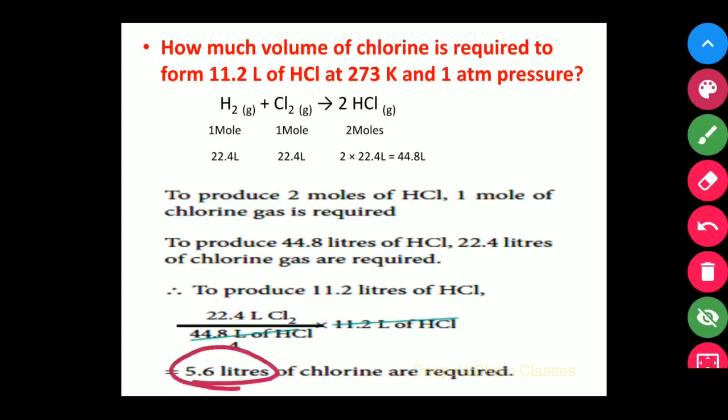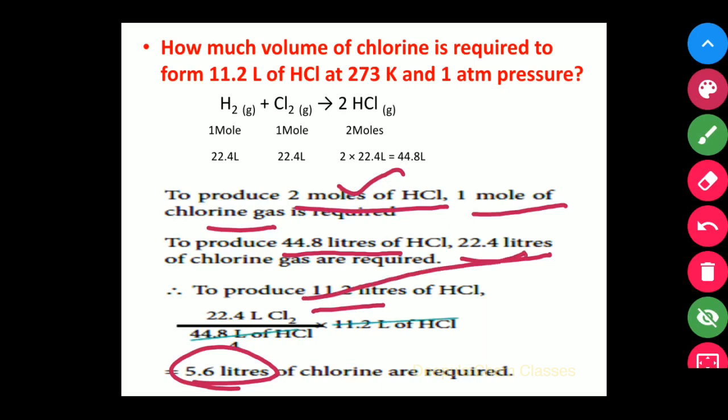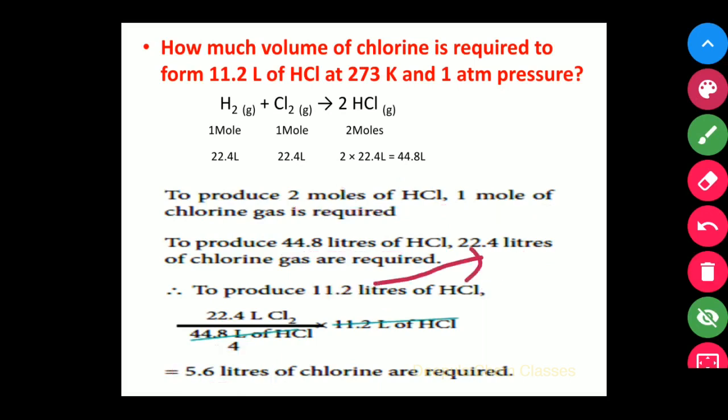Once again, to produce 2 moles of HCl, we need 1 mole of chlorine. Write this in terms of volume. 2 moles is 44.8 liters of HCl. So to produce 44.8 liters of HCl, we need 22.4 liters of chlorine. Therefore, to produce 11.2 liters of HCl, cross multiply 11.2 into 22.4 divided by 44.8. If you simplify this value, you get 5.6 liters.